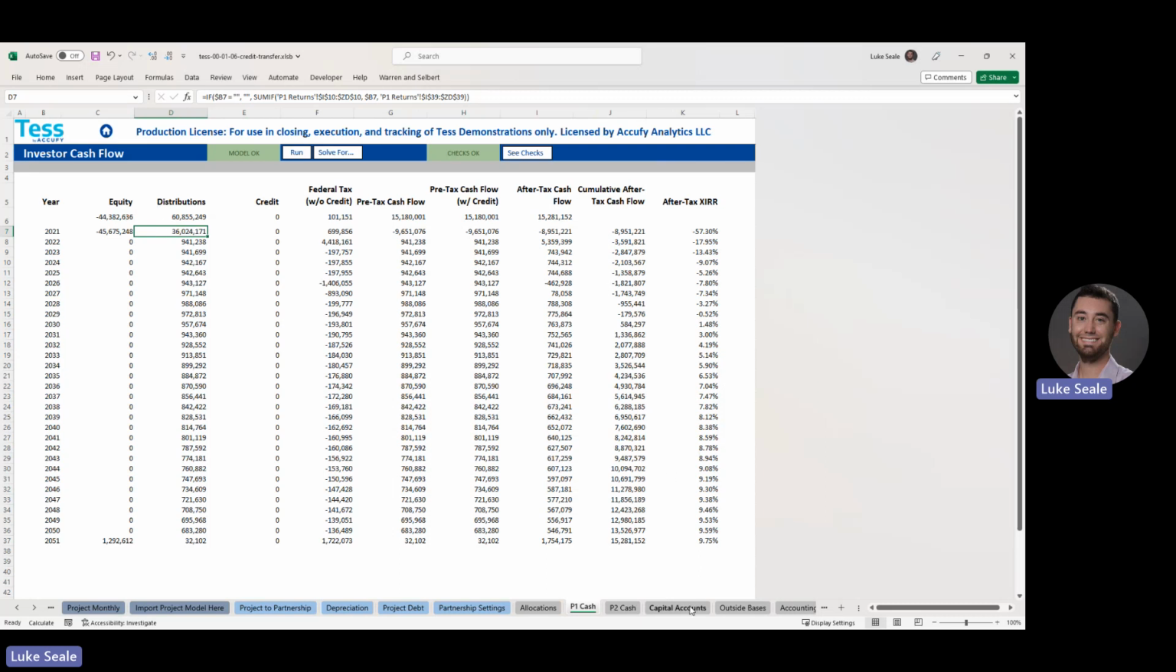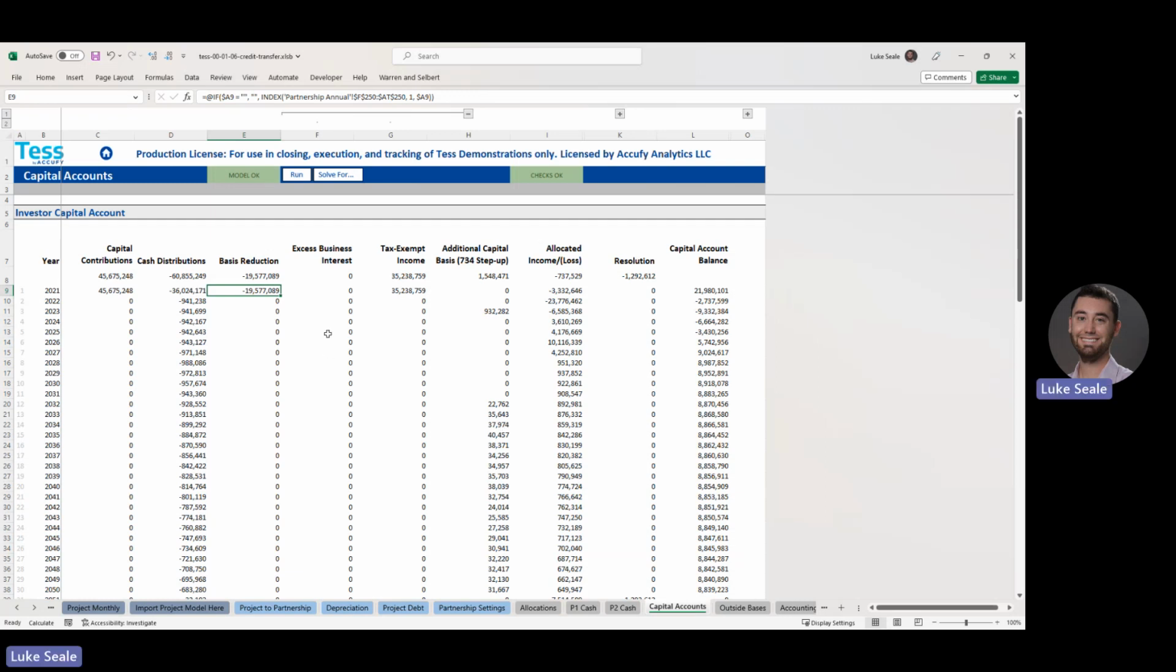Now, if we look at the capital accounts, we'll see something similar reflected here, where we have a big cash distribution. This is the money we got for the credit. And then we also see this tax exempt income. Now, we're not paying taxes on this income, but we are still adjusting the capital accounts and outside basis for it. So it shows up here. And we also see the basis reduction from the depreciation of the asset.